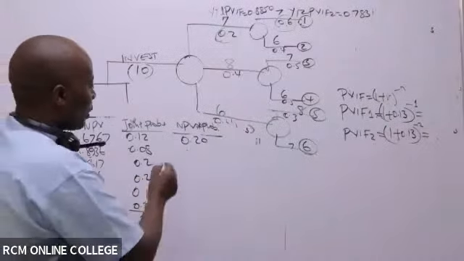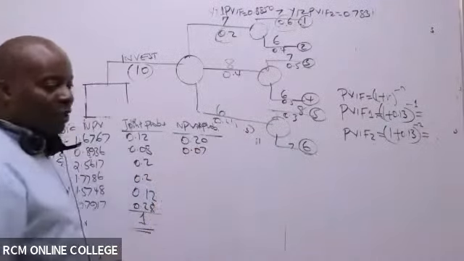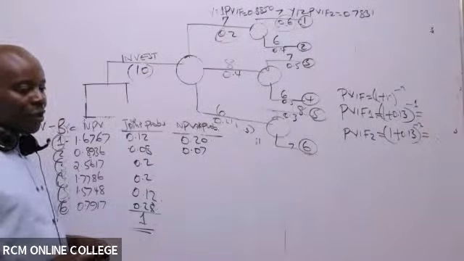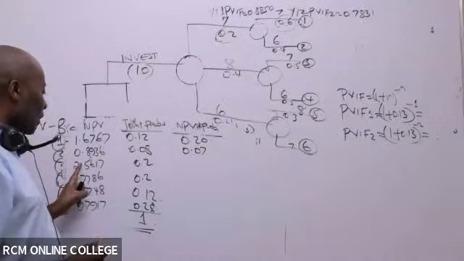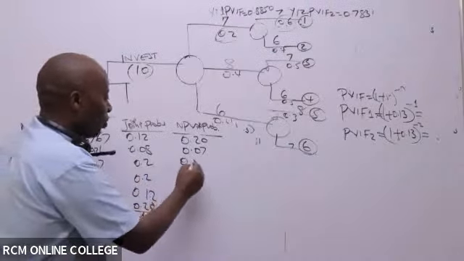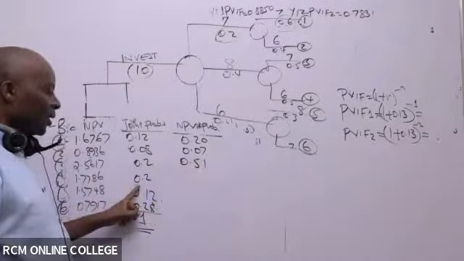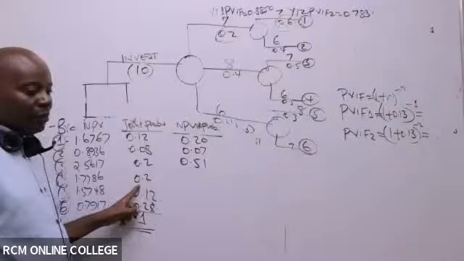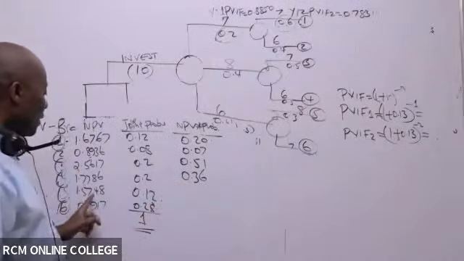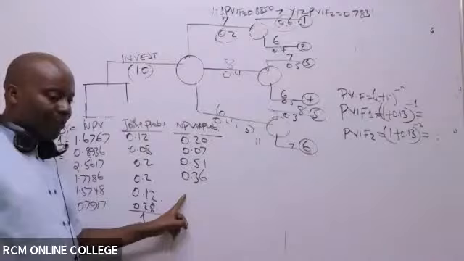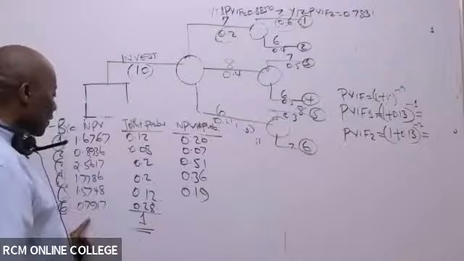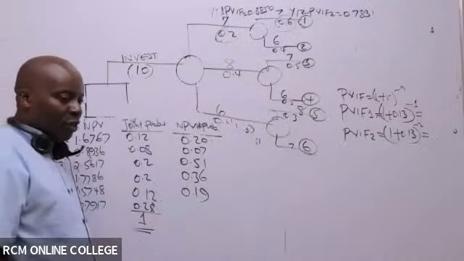0.07. And then we take the next one, this and this. 0.51. Thank you very much. And then now we have this and this. 0.36. And then we have this and this, giving me what figure, somebody here? 0.19. And then lastly, we have this and this. This and this will give me 0.22.